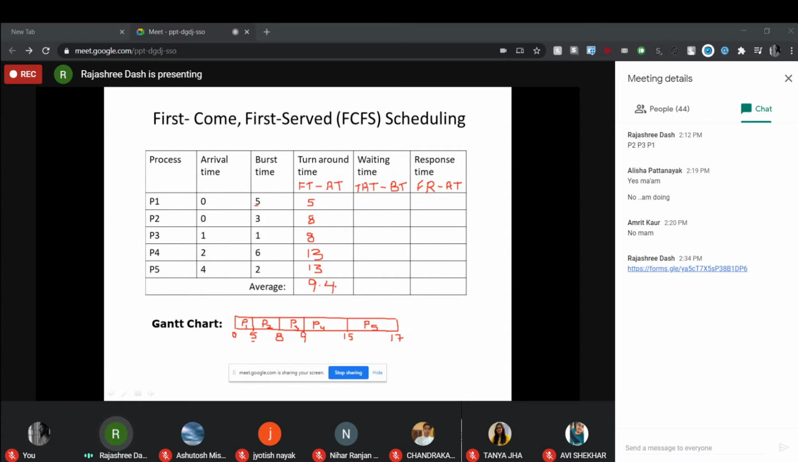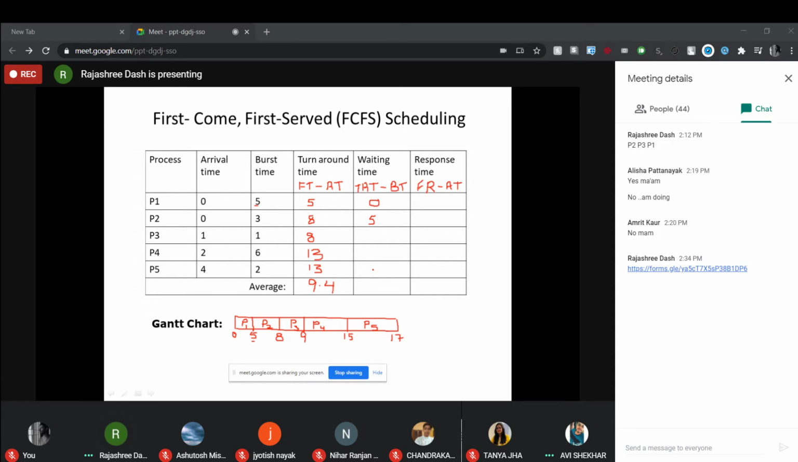Now let's find out the waiting time. Who will tell me what is the waiting time for P1? Zero. The turnaround time is 5, burst time is 5, so 5 minus 5, that is 0. For P2, what is the waiting time? 5. Turnaround time is 8, burst time is 3, so 8 minus 3, that is 5.